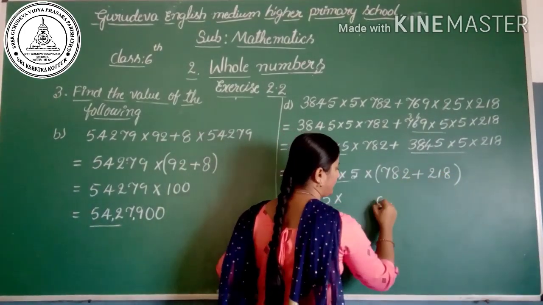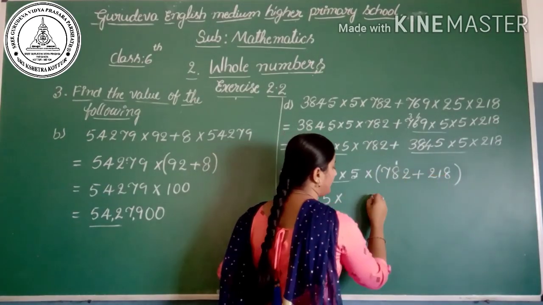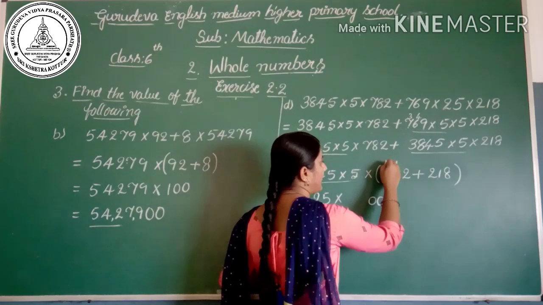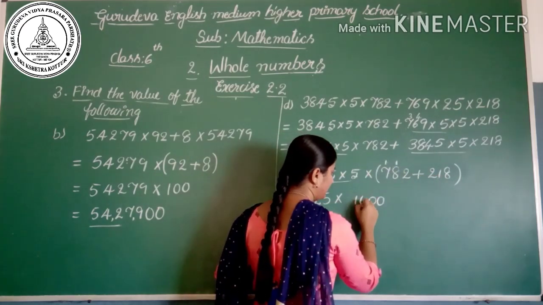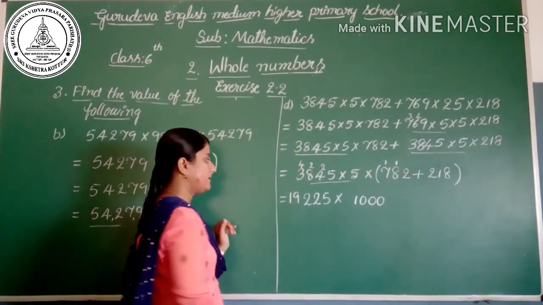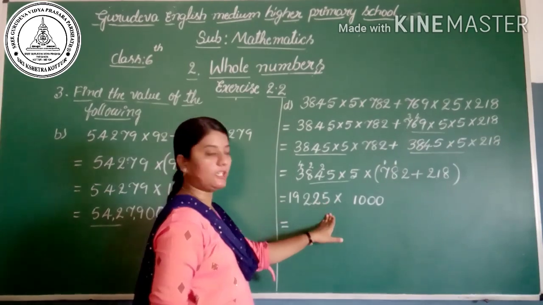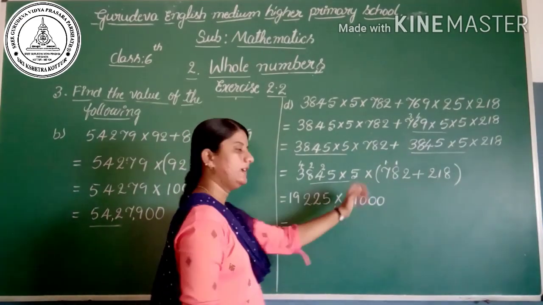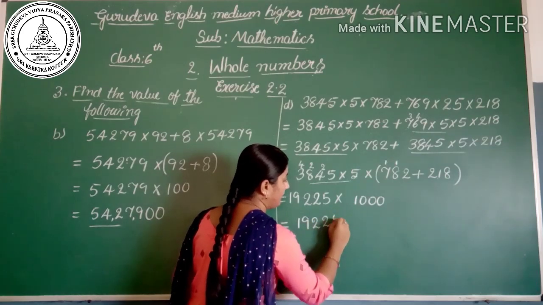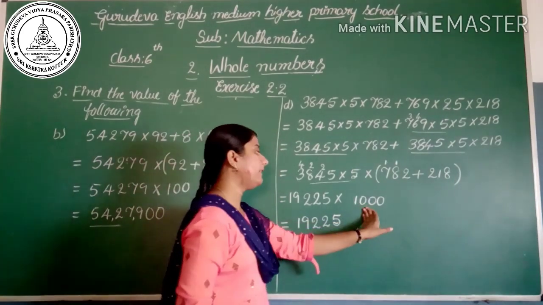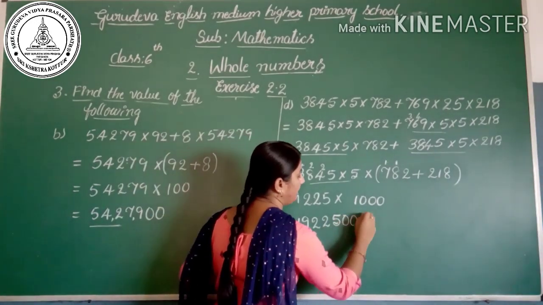8 plus 2 is 10. Carry. 8 plus 1 is 9. 9 plus 1 is 10. 0. Carry. 7 plus 1 is 8. 8 plus 2 is 10. That is 1000. Then multiply here 19,225 into 1. It is 19,225. Yes. Here I left to multiply the 3 zeros. I will add at last, 1, 2, 3.